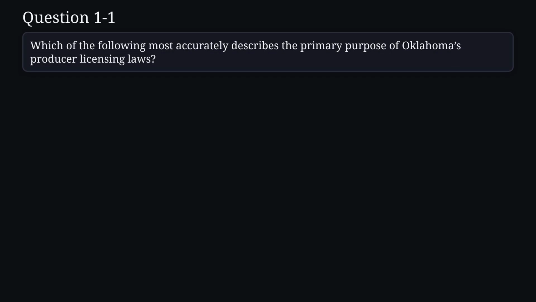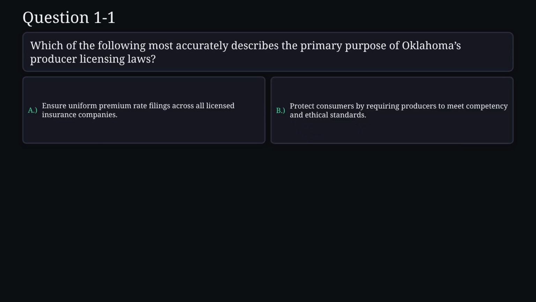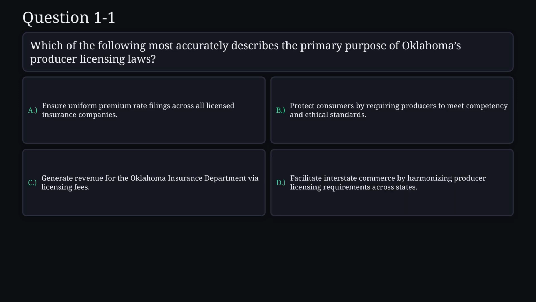Which of the following most accurately describes the primary purpose of Oklahoma's producer licensing laws? A. Ensure uniform premium rate filings across all licensed insurance companies. B. Protect consumers by requiring producers to meet competency and ethical standards. C. Generate revenue for the Oklahoma Insurance Department via licensing fees. D. Facilitate interstate commerce by harmonizing producer licensing requirements across states.